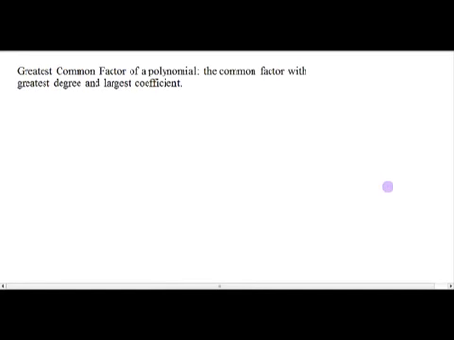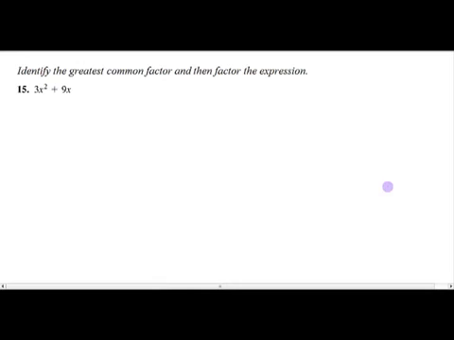The first thing that we'll work with is the greatest common factor of a polynomial, and that's the common factor with the greatest degree and the largest coefficient that you could take out of a polynomial. It may seem like it's something simple, which it is, but it's also very important that we always take out the greatest common factor before we try any other factoring techniques. Let's identify the greatest common factor here, and then we'll factor the expression.